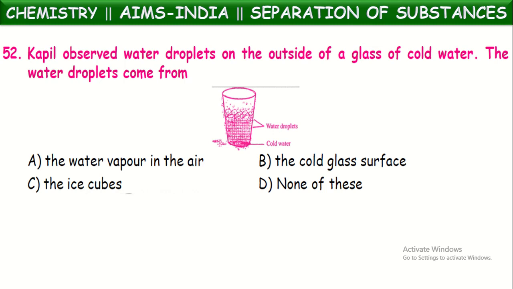But how then? That is because of the water vapor present in the air. That water vapor, when it touches the cool surface of the glass, immediately condenses and converts into droplets of water. Those are being formed on the outer surface of the glass. So that is because of the water vapor in the air. Actually, this proves the presence of water vapor in the air.